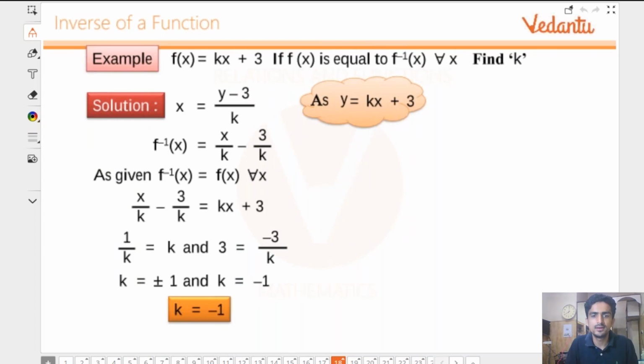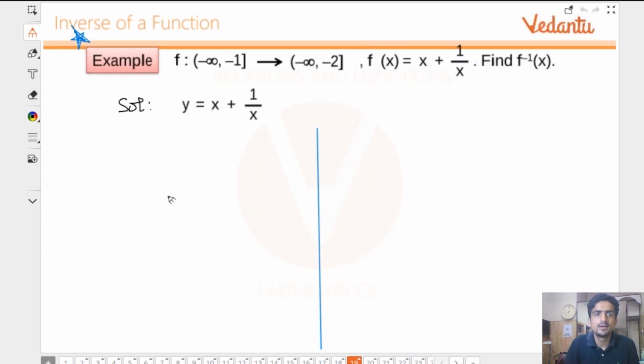Moving ahead, this is a very good question for school and competition both. To be precise, this is the best question of inverse that can come in boards. Best means the toughest question of inverse that can come in boards. Okay, so this is a very good question. Let us see what is so good about it.